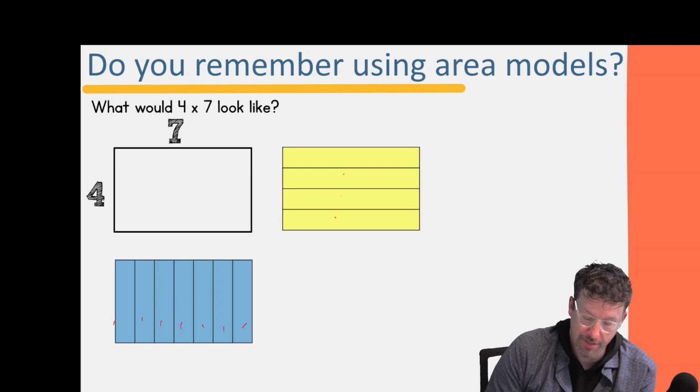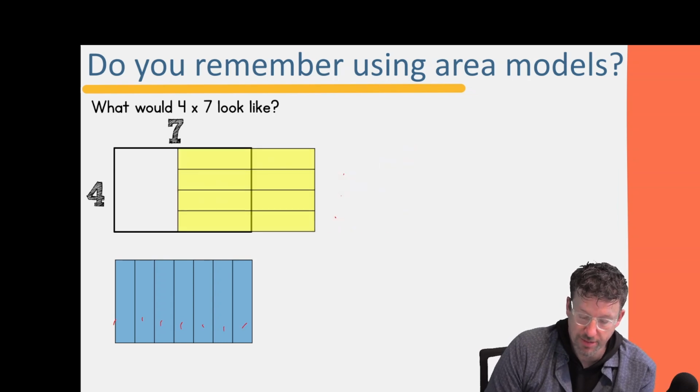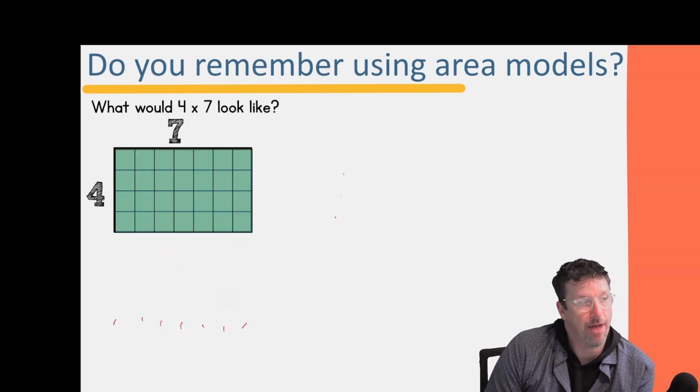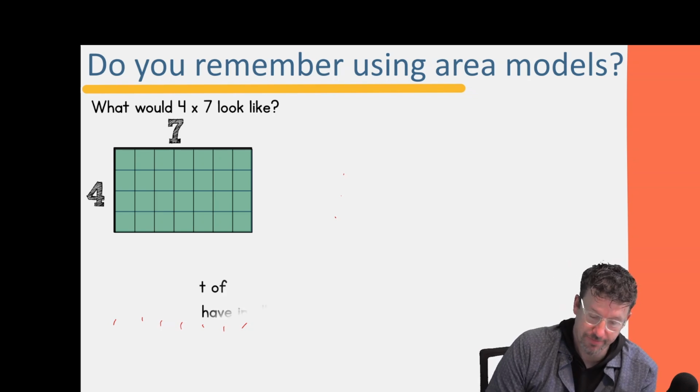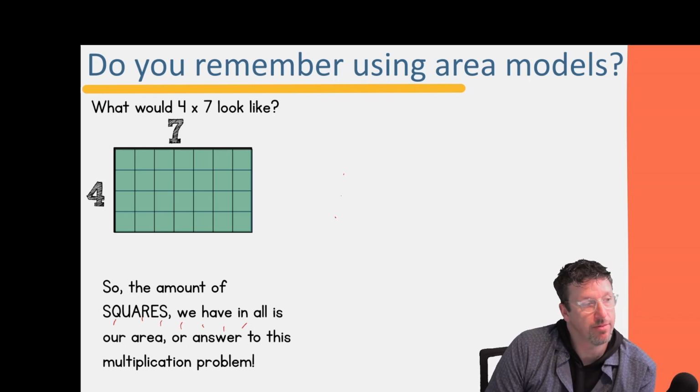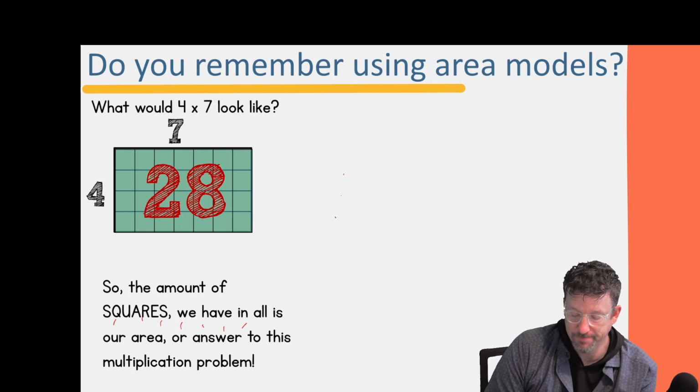So we look at it, okay, that makes sense. And then what you do is you basically put them both over top of the area model and we can find out how many squares we have. 4 rows of 7 columns gives us what? Well, the amount of squares we have in all is our area, and it's the answer to our multiplication problem. So 4 groups of 7, 28. Do you remember how that concept works?